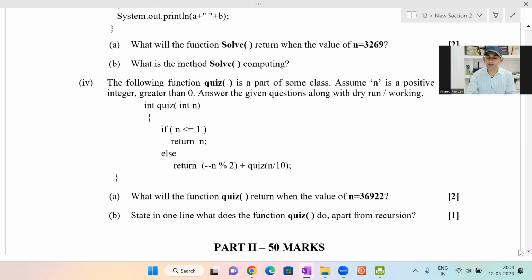So this is part 1, and part 1 is compulsory, as I already told. You have to attempt all the questions in this part. Topic wise marks I will discuss later.